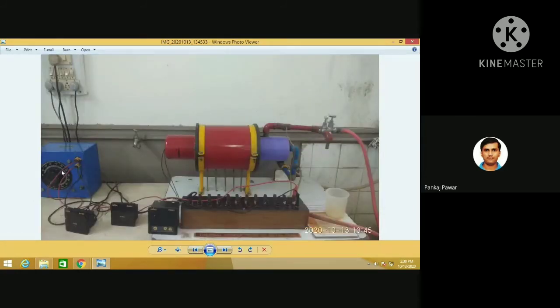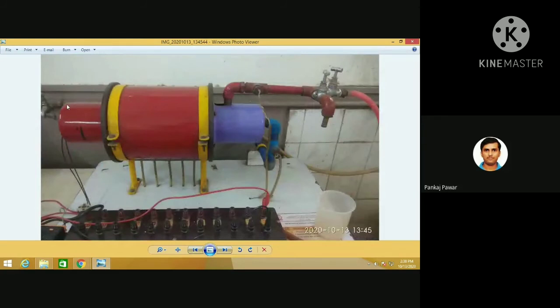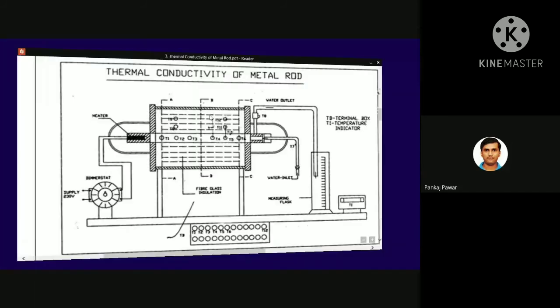Now, this is the actual setup. This is the dimmerstat, then voltmeter, ammeter, and this is the temperature indicator. We have discussed this particular setup in detail with the help of the 2D diagram earlier. Clear? Any doubt regarding the setup, construction, and the thermocouple arrangement? Okay, so we'll go for the experimental procedure now. How we are going to perform this particular experiment, that we'll discuss.